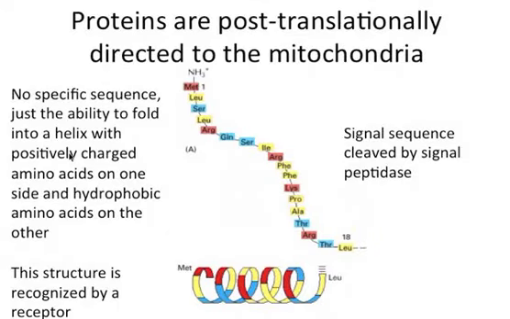Okay, so for mitochondria, they're post-translationally directed. So you're never going to have co-translational import into the mitochondria. Always post-translationally. And it recognizes a signal, but it's not a specific amino acid sequence. It's a structure. It's a sequence with the ability to fold into a helix, which has positively charged amino acids on one side and hydrophobic amino acids on the other. Okay, so it's a structure that's recognized by a receptor, and the signal sequence is cleaved by signal peptidase also.